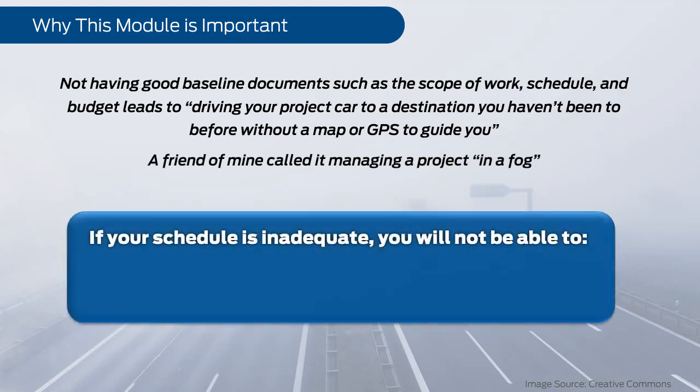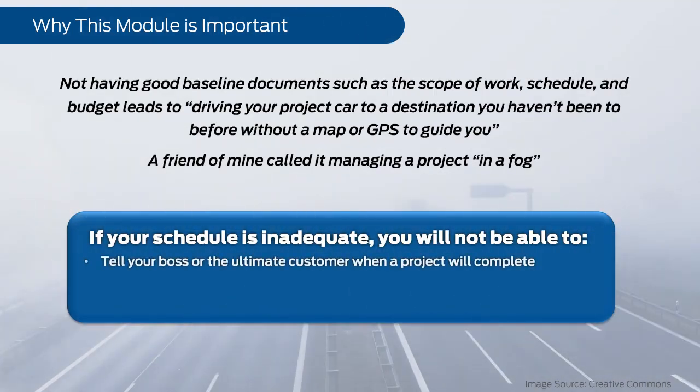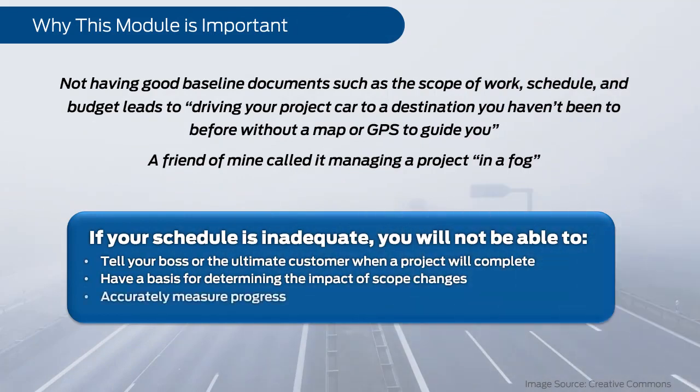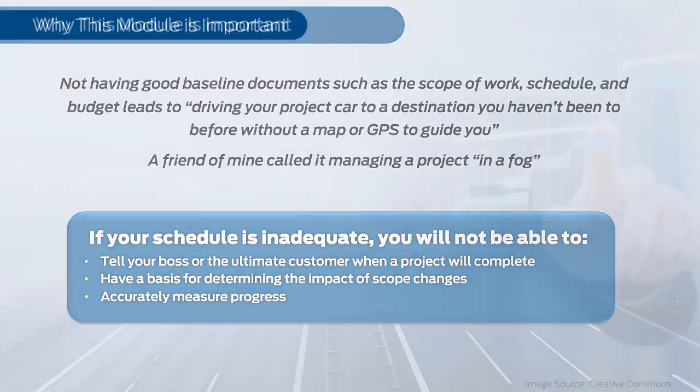If your schedule is inadequate, you will not be able to tell your boss or the ultimate customer when a project will complete. You will not have a basis for determining the impact of scope changes. You will not be able to accurately measure progress. No one wants to be in such a situation.